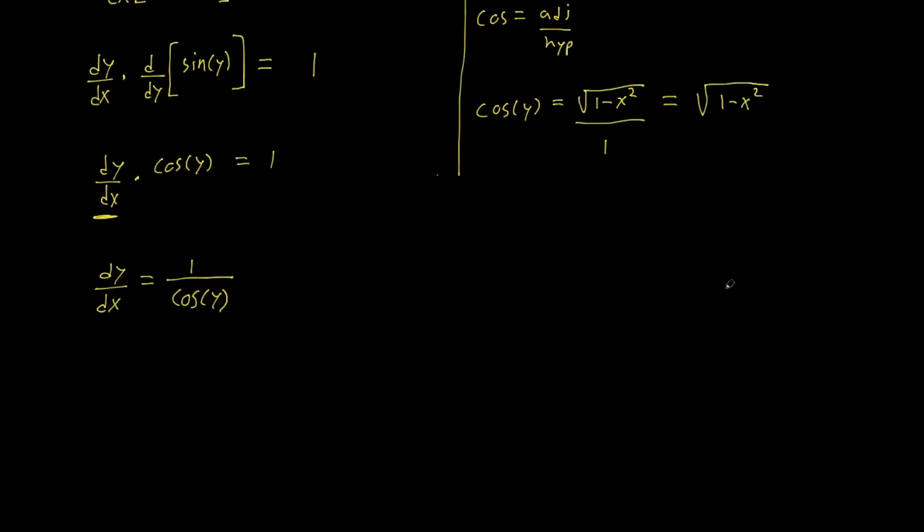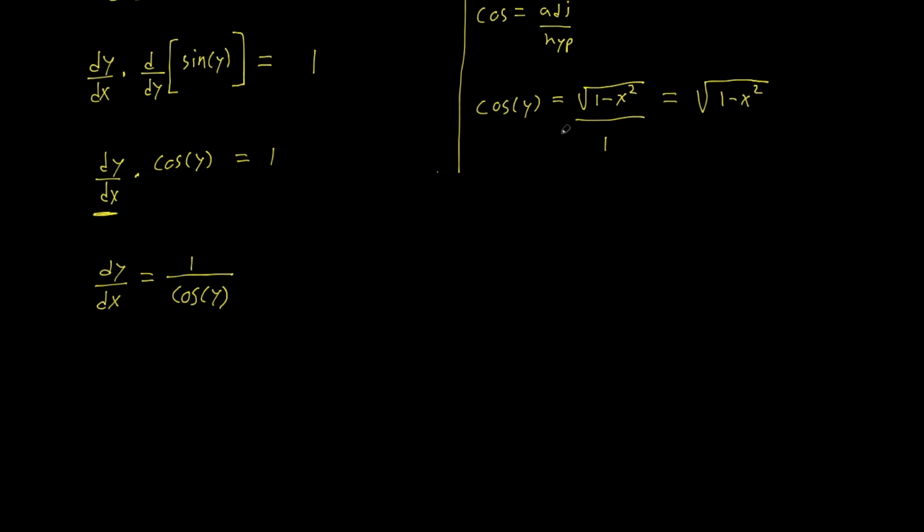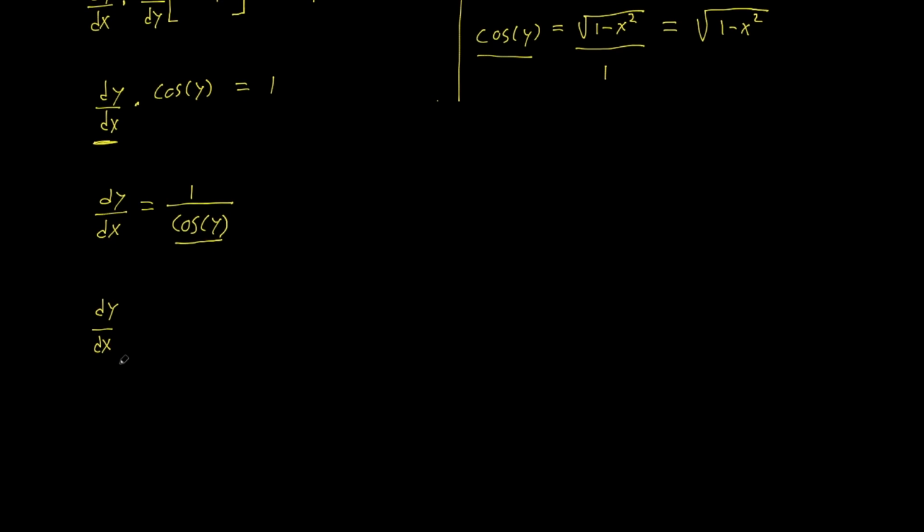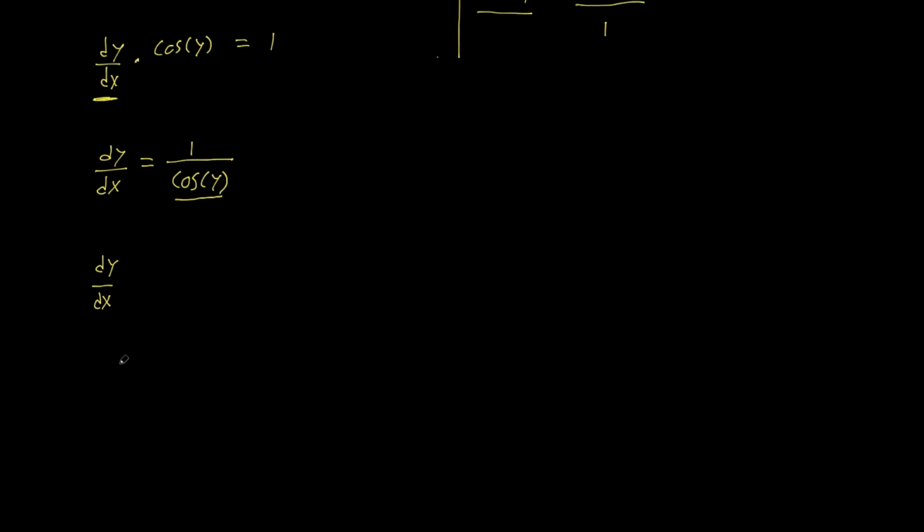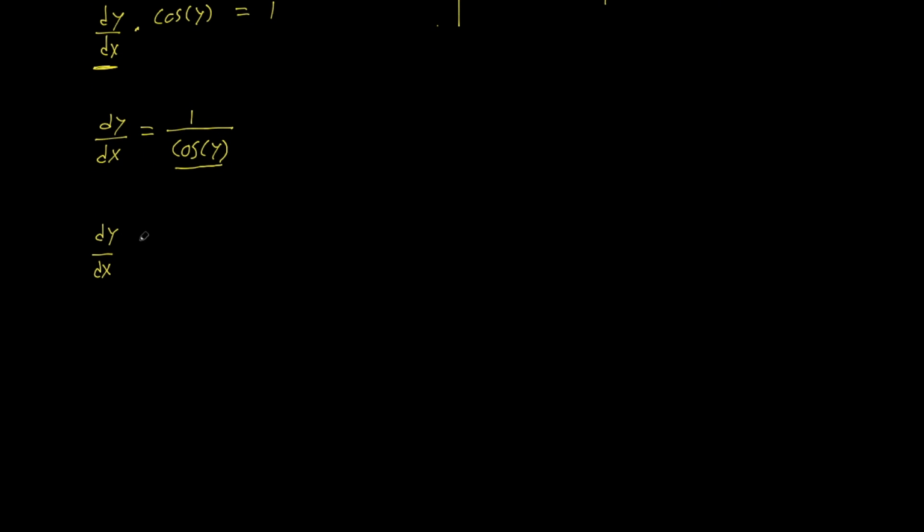Now that we have that, we can replace cosine y here with cosine y here. So dy/dx, zoom in for the exciting denouement, equals 1 over the square root of 1 minus x squared. And we are done.